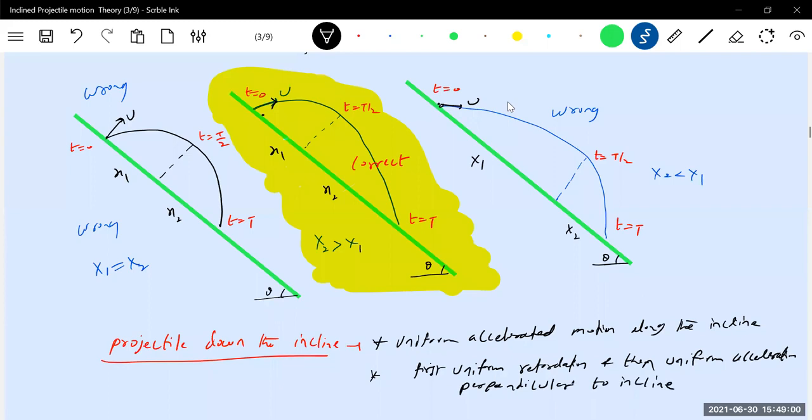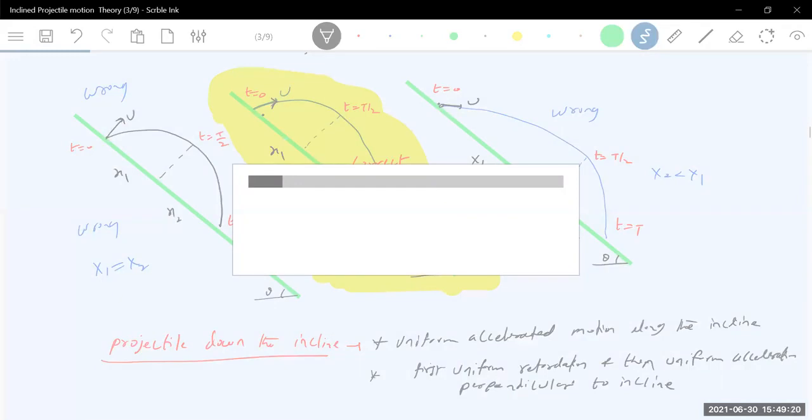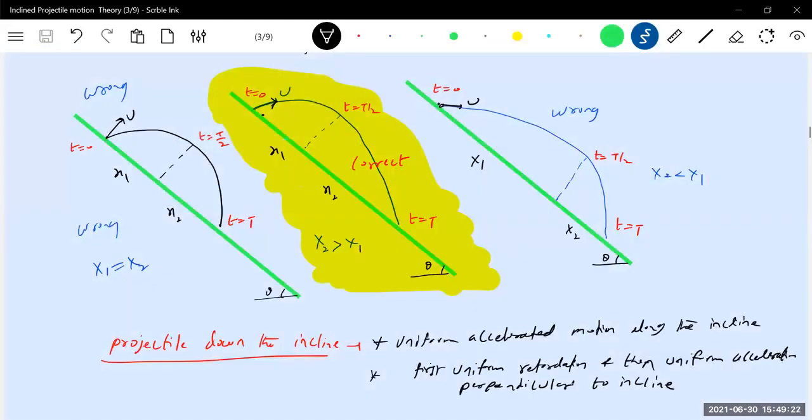Perpendicular to incline. Okay, this one. Yeah. Okay, we'll go for projectile up the incline. Sir, 1 minute. Yeah, I'll wait.